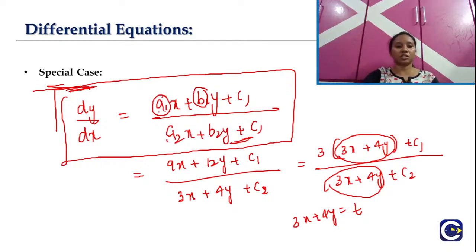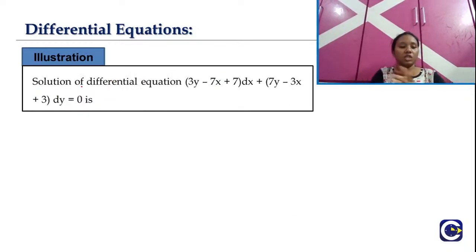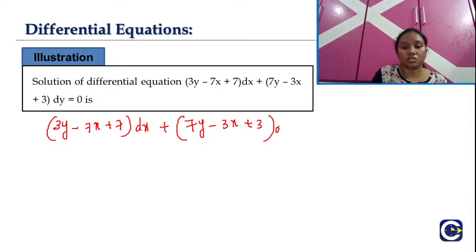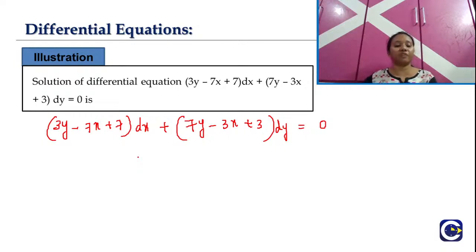Now let's solve a question related to this. Here comes the first question: solve the differential equation (3y minus 7x plus 7) dx plus (7y minus 3x plus 3) dy equal to 0. The first step here is to rewrite the given differential equation in the format of dy by dx. That will be the first and foremost step here. So quickly do that.